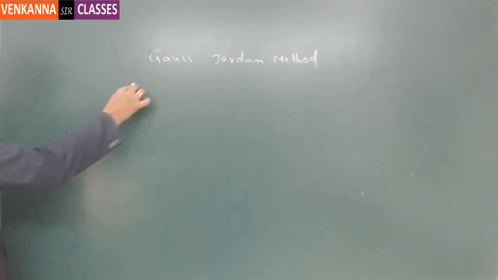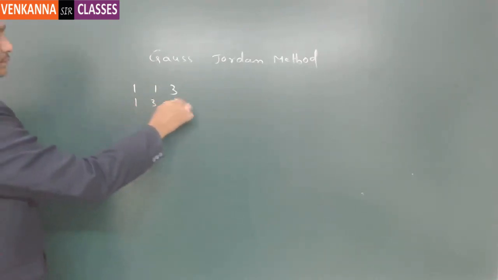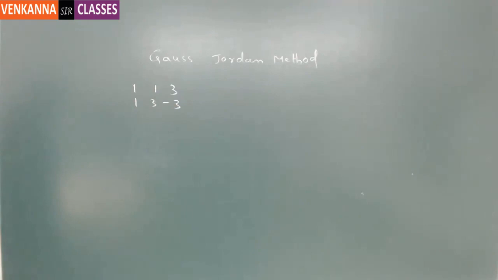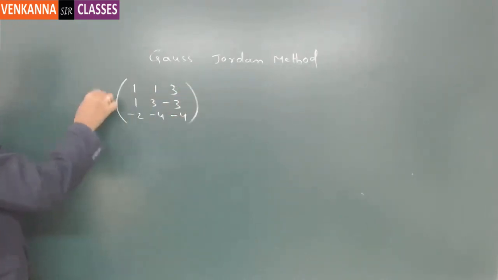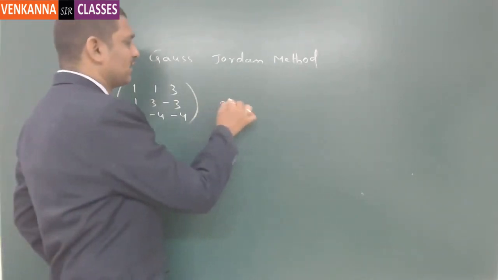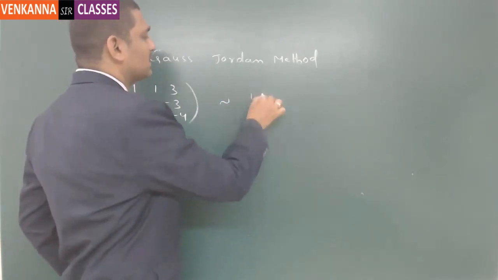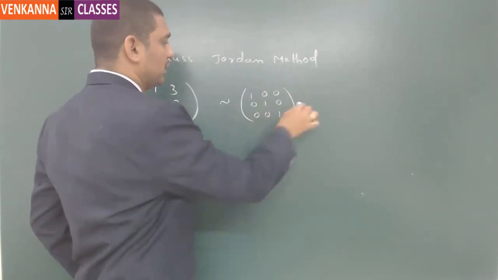So let us take the matrix as 1, 1, 3, 1, 3, minus 3, and then minus 2, minus 4, minus 4. This is my matrix A. Now, I want to apply only row operations on this matrix, and I need to get the inverse of A. So for this, generally one procedure is, we will say it is equivalent to the identity matrix into A.